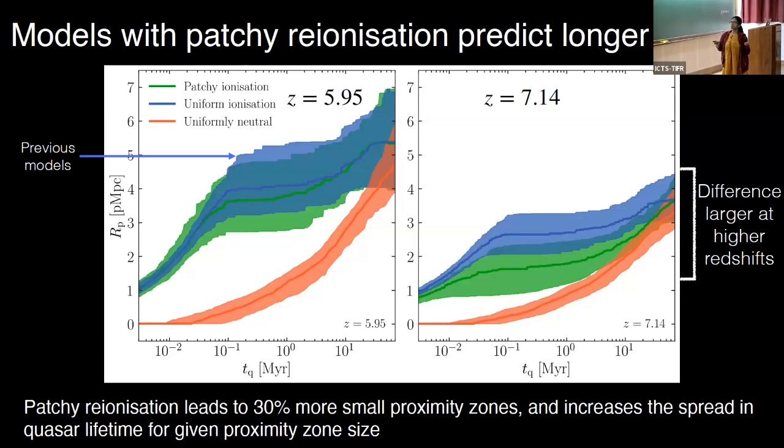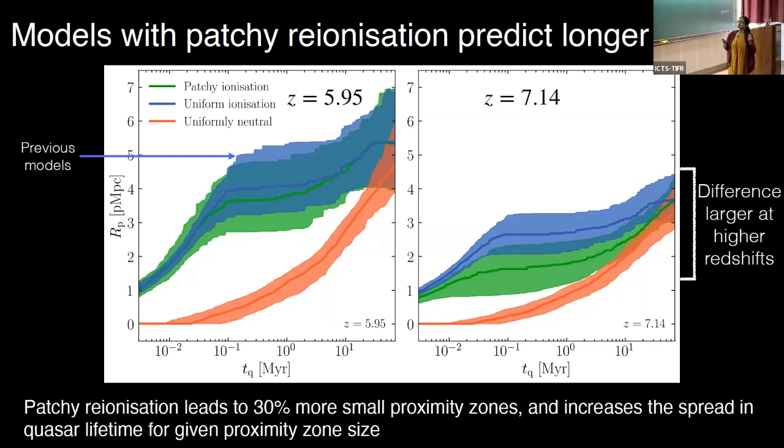Now, this is showing R_p versus t_Q for three different scenarios where the environment around the quasar is completely uniformly ionized, or patchily ionized, given by our models in green, or uniformly neutral. The solid curves are the median, and the scatter shows the scatter between sightlines from a simulation. What one can notice is that from our models, we have a lower proximity zone size distribution compared to a uniformly ionized case, and the difference is larger at higher redshifts.